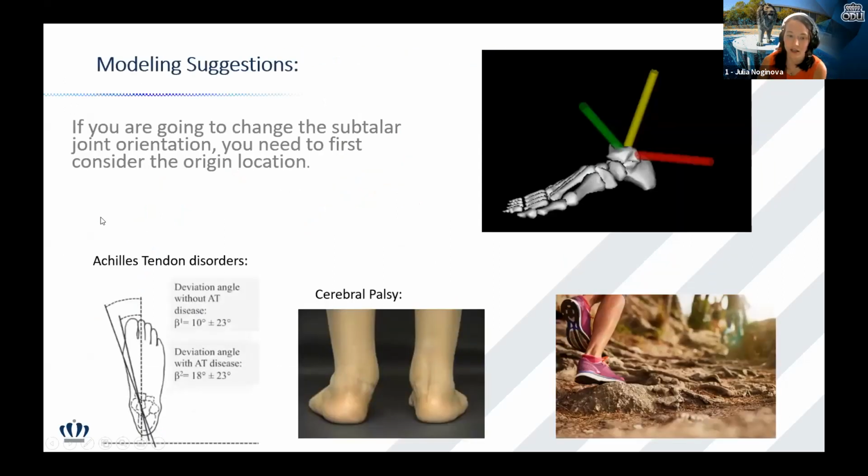The results of this study show that when considering subject-specific definitions and models, the location of the subtalar joint origin has more of an impact on the results than the orientation alone. Therefore, in the case of healthy feet, a generic axis definition may be enough when analyzing regular gait.